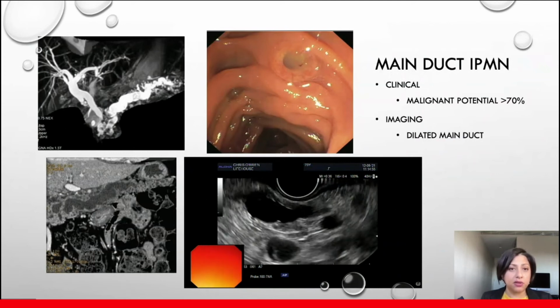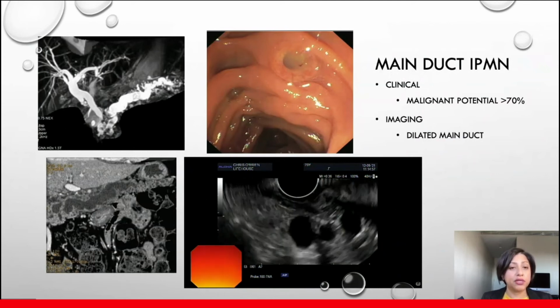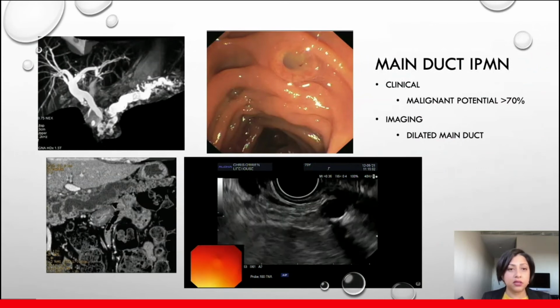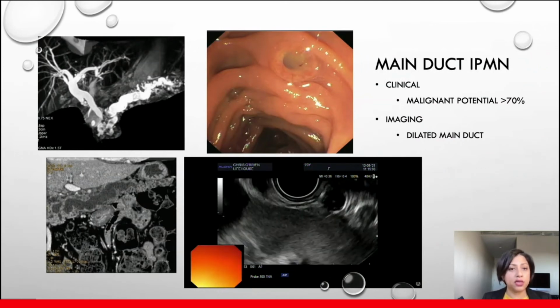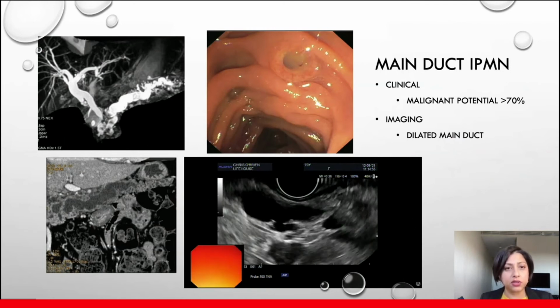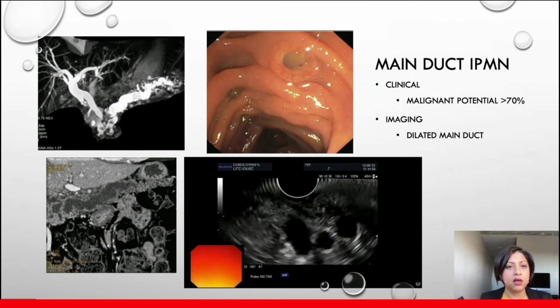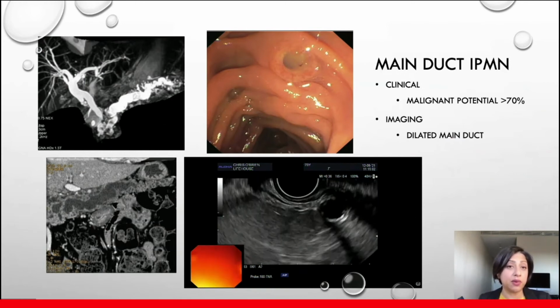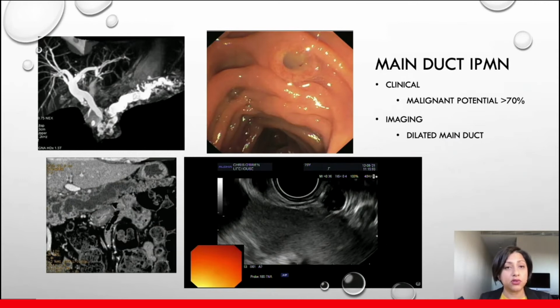Now, main duct IPMN is when we see a complete dilatation of the main pancreatic duct, and it's very easily diagnosed in both MRI and CT. And as you can see on the EUS video shown here, this is actually a patient of mine that I saw this morning. She has main duct IPMN, and you can see the ampullary image as well, shows a classic fish mouth appearance where you see the mucin exuding from the main pancreatic duct at the level of the ampulla. These have a very high malignant potential, greater than 70%.